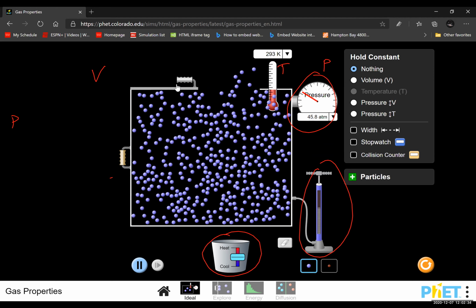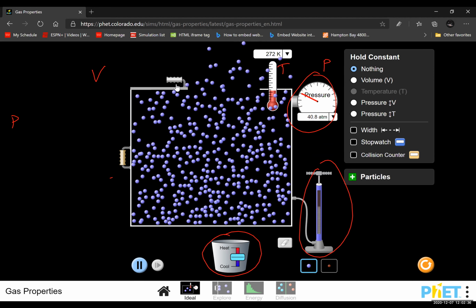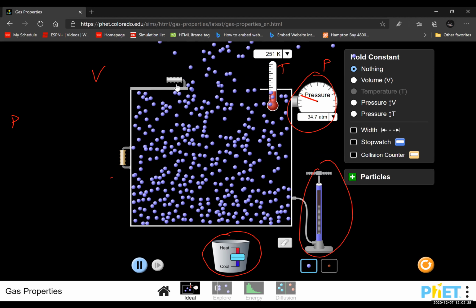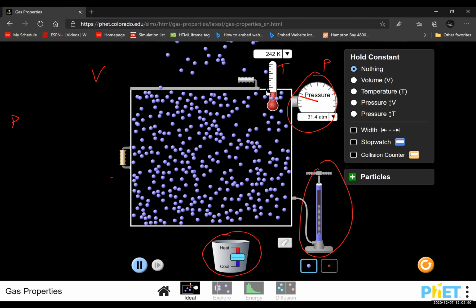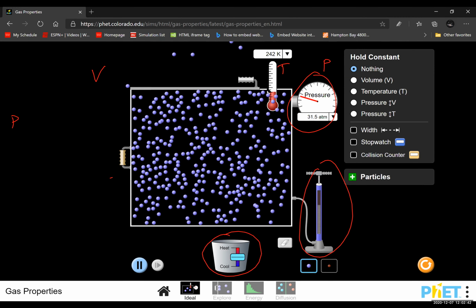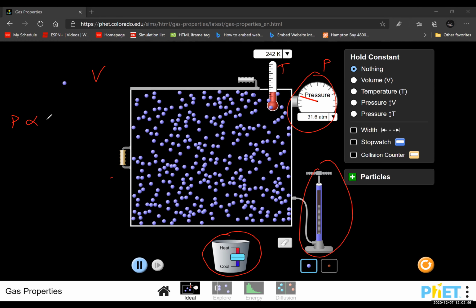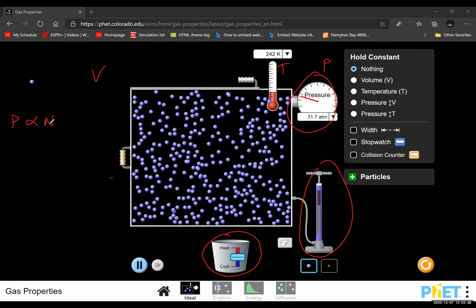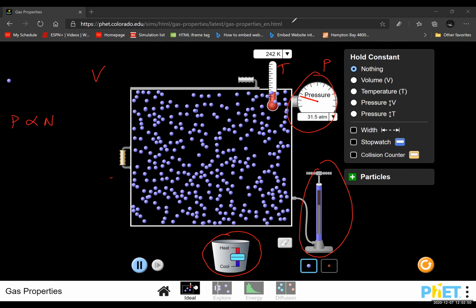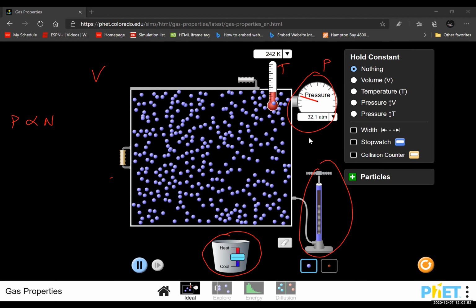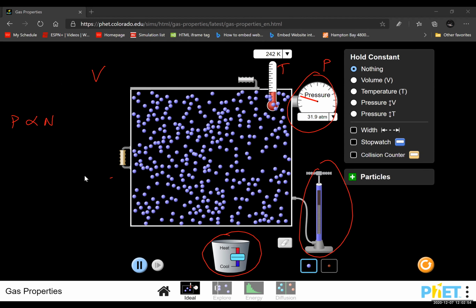What if I remove some molecules? Then I can see pressure decreases. So I have fewer molecules in my container, lower pressure. That means I can say that pressure is directly proportional to the number of molecules. Okay. All right. So another thing we can explore here is how the pressure is related to the volume.